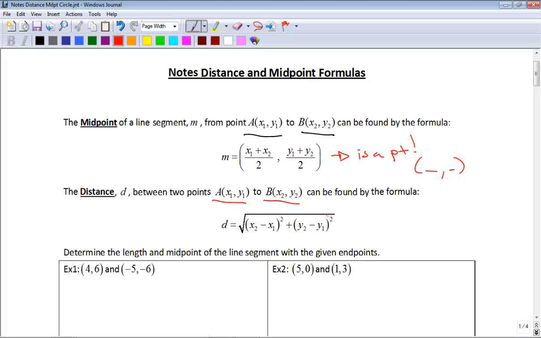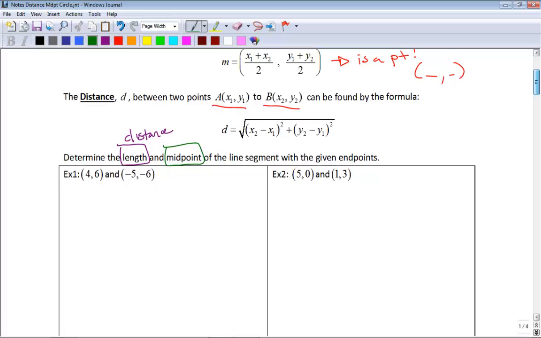They asked us to determine the length. Well, if we're asked to determine the length, we know that we're looking for the distance and the midpoint of the line segments with the given endpoints. So we need to find the distance and the midpoint for examples 1, 2, and 3. Let's start with the first example, example 1.